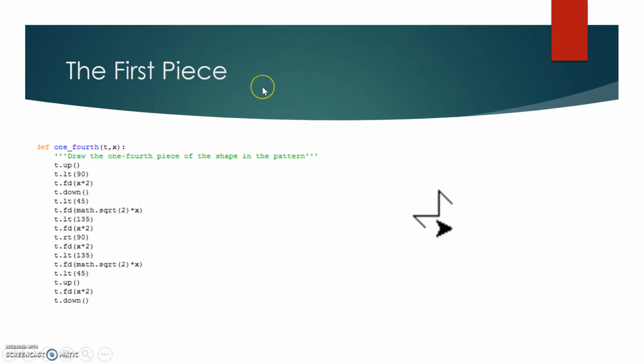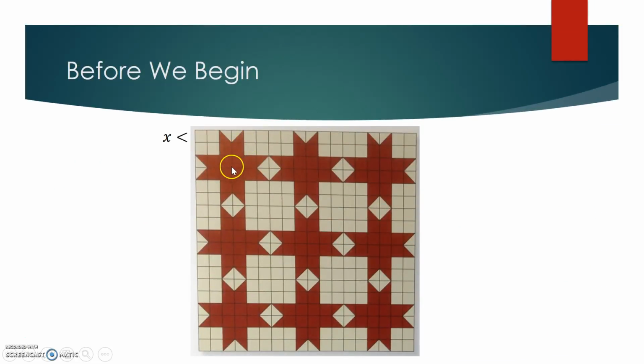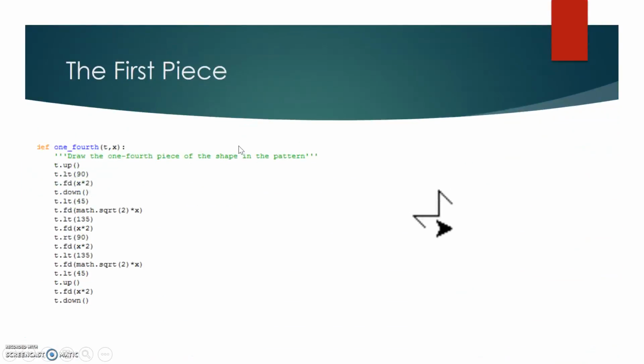The first piece is like 1/4 of this red pattern. I draw 1/4 of the pattern using this code, and I import the math module and use it as well.